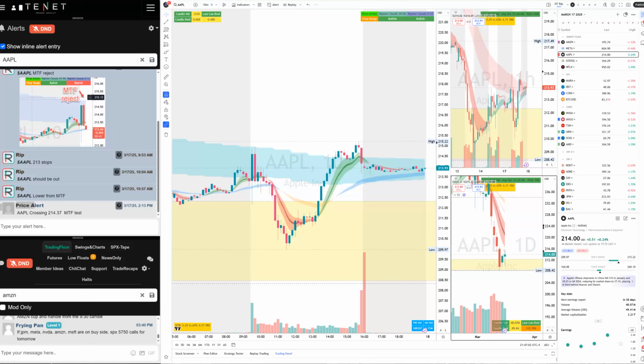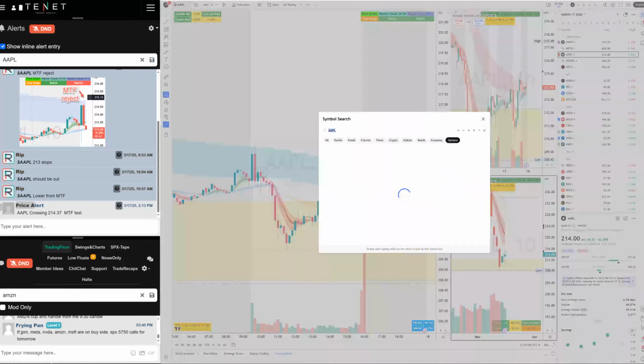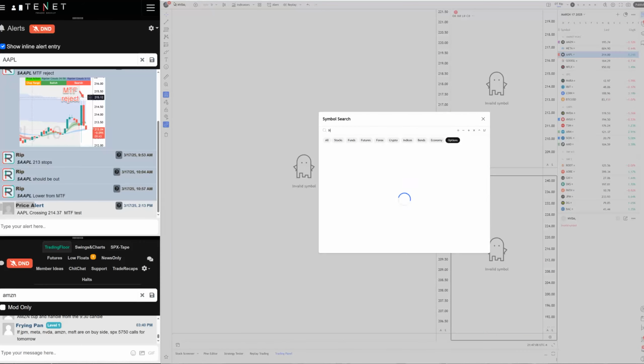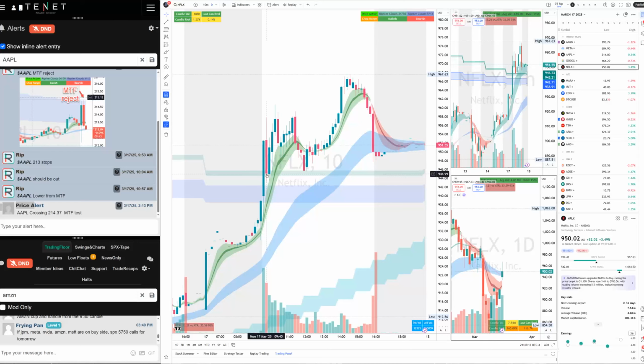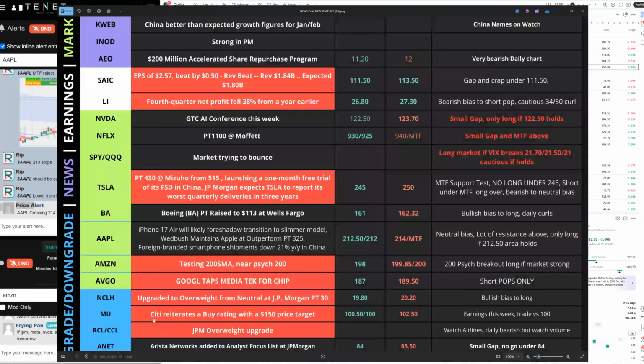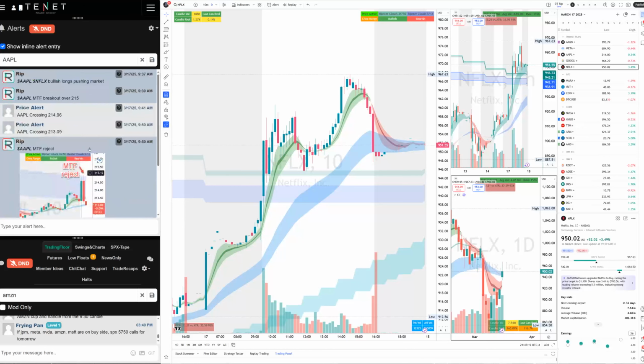So let's look at Netflix. Just the same time I gave the Apple long to the community, which was a loser, I also mentioned Netflix long over the MTFs because Netflix had news and a small gap and MTF above, and it was bullish long, and it pushed, pulled back. You get out here, you get back in Netflix calls, and you trade it long the rest of the day.